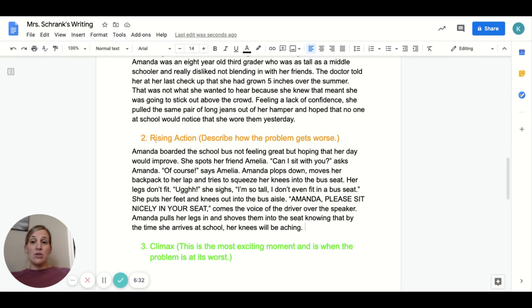Good luck, writers. Go to your Google document, go to the orange section under Rising Action, and type your second scene today.